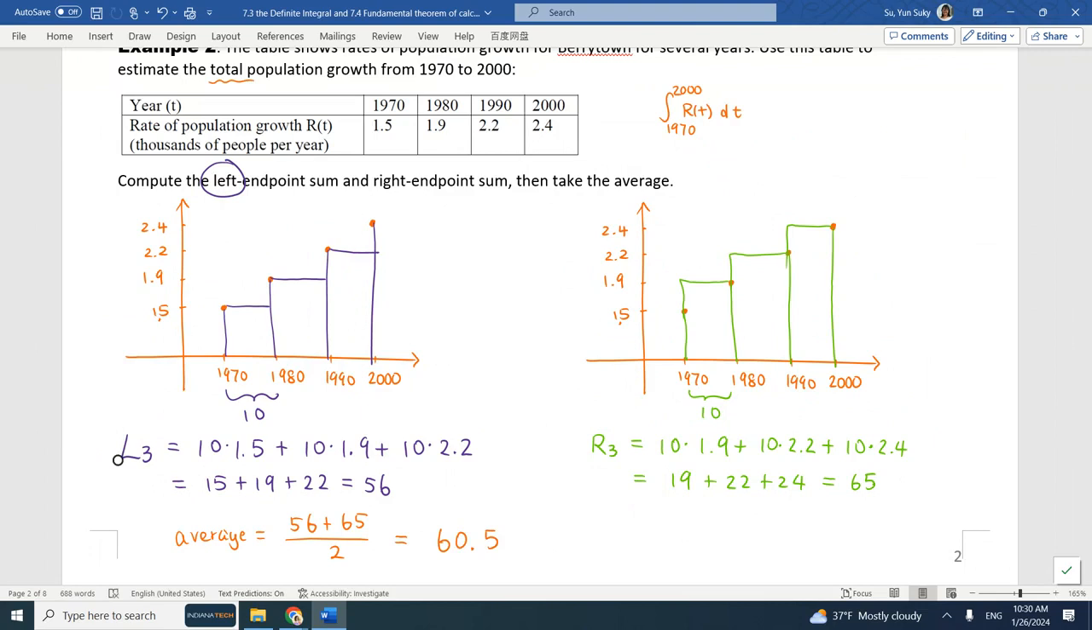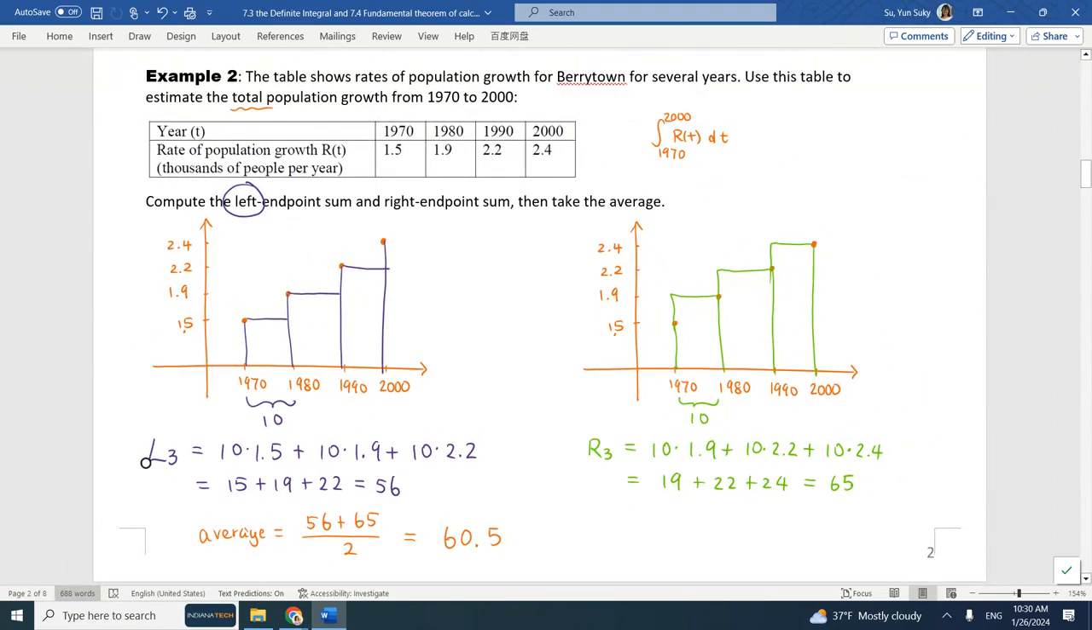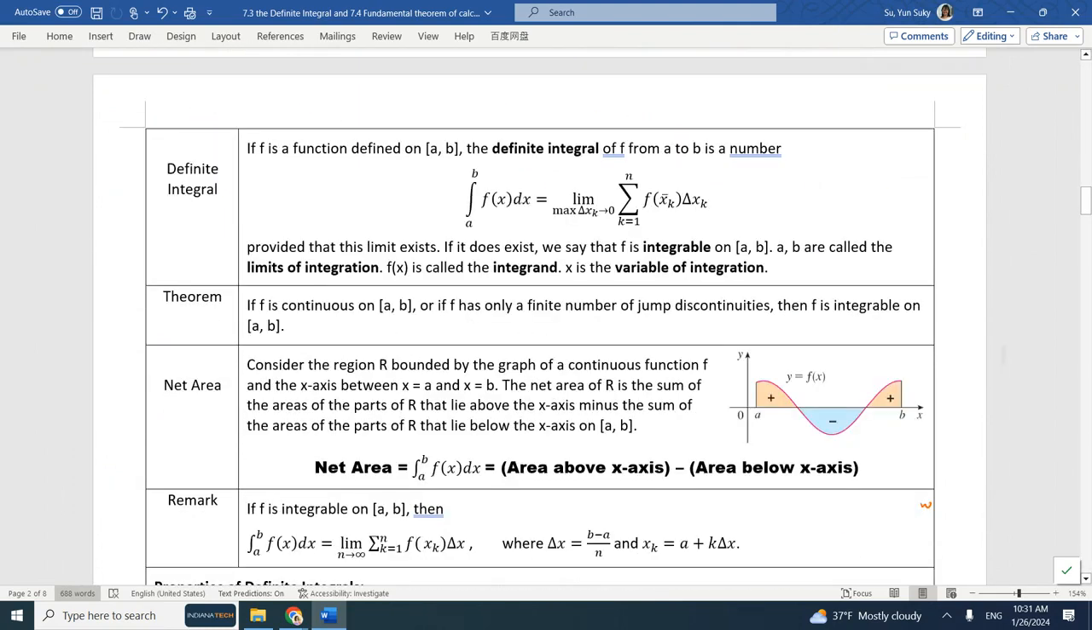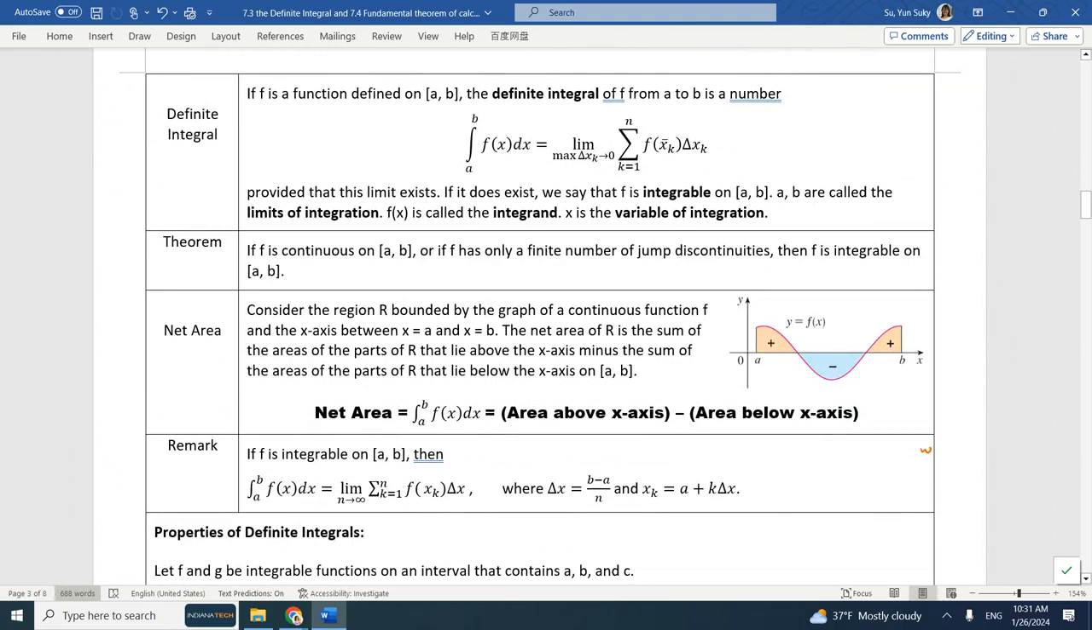See, in this case, we don't even know the formula of the function. Do we need to know the formula of the function? No, we don't need to. We just know a bunch of points, and then you can use the left hand point to compute the left hand point sum, or use the right hand point to compute the right hand point sum. And then you can take the average. Hopefully, the average can approximate the results better. Okay, that is example 2. Any questions about example 2? Okay, now more definitions.